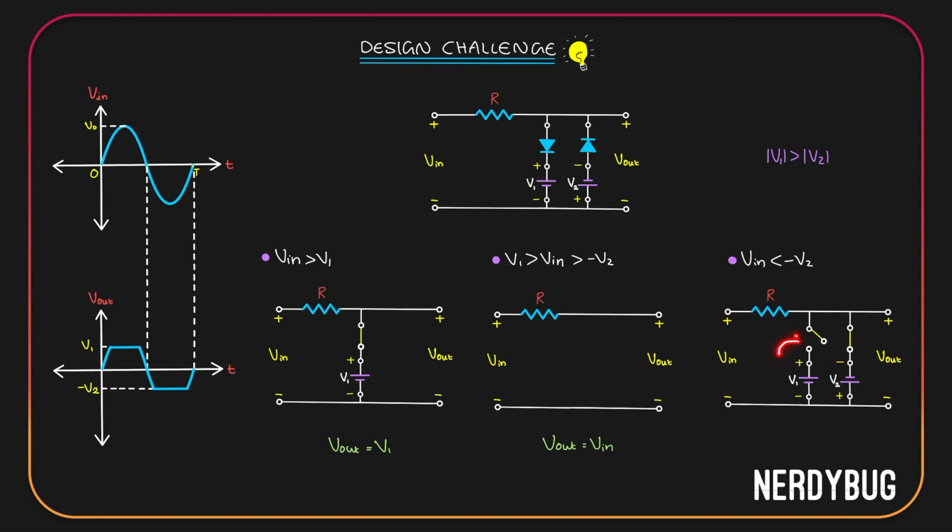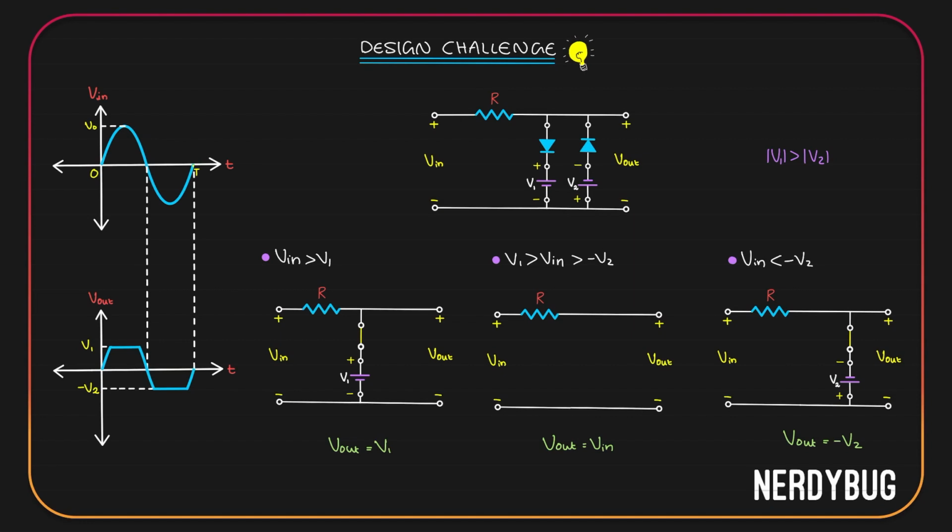Since the circuit is open over here and no current will flow through this branch, let us just remove it for now. You can see the output is taken directly across the cell of potential V2. But negative terminal is at the positive of the output. Positive terminal is at the negative of the output. So V output is going to be negative of V2. And this is exactly what we wanted. Whenever the input is less than minus V2, the output should simply be minus V2.